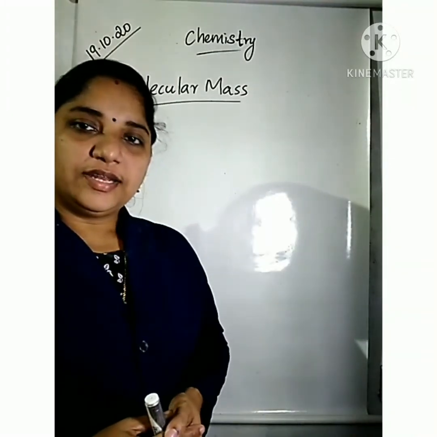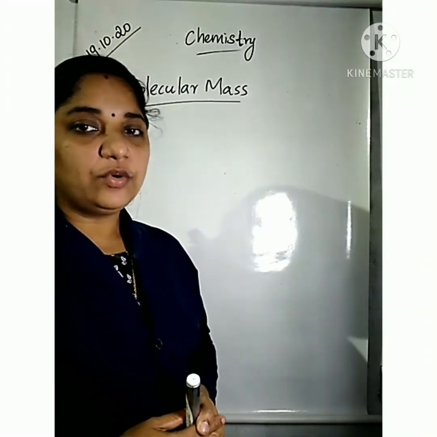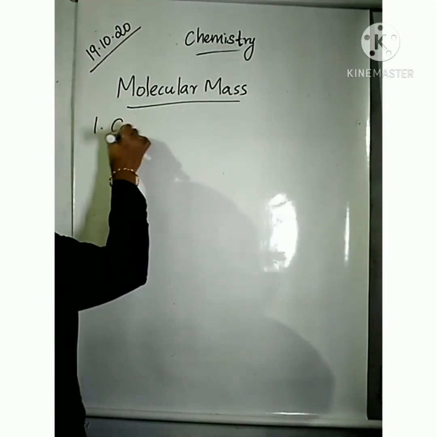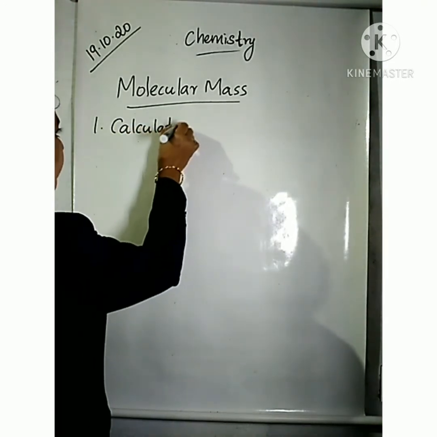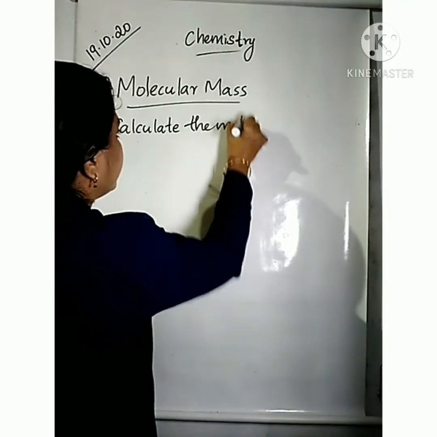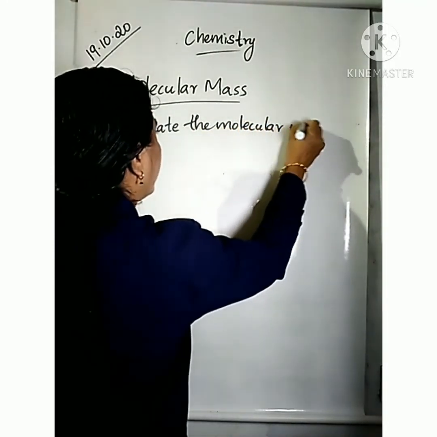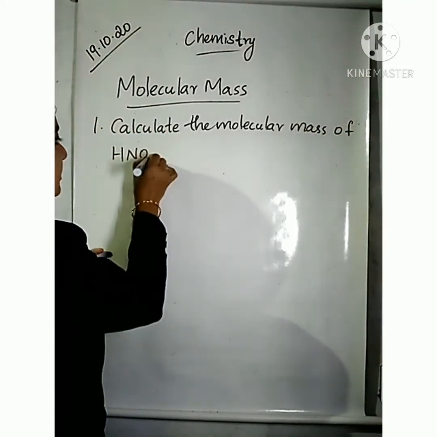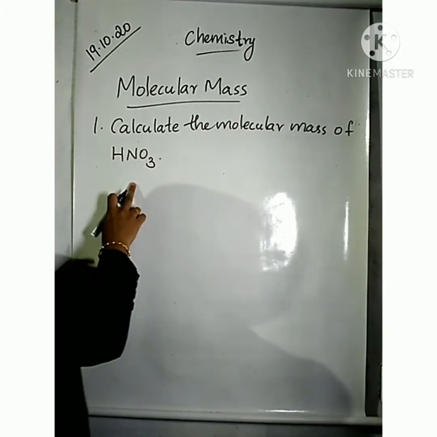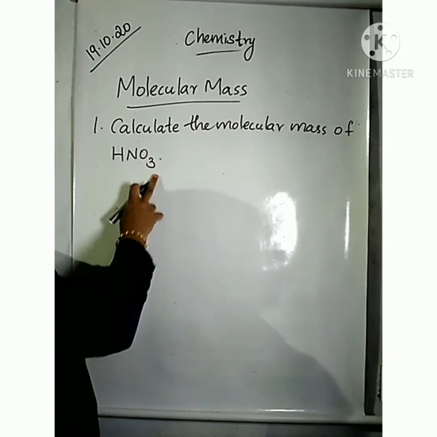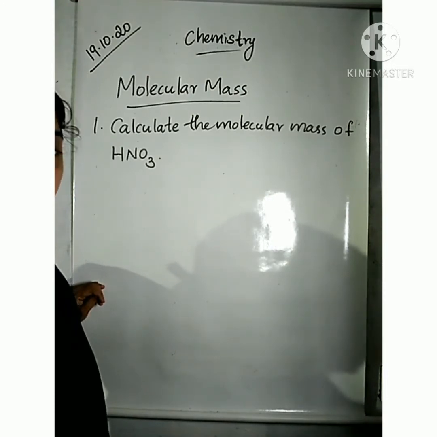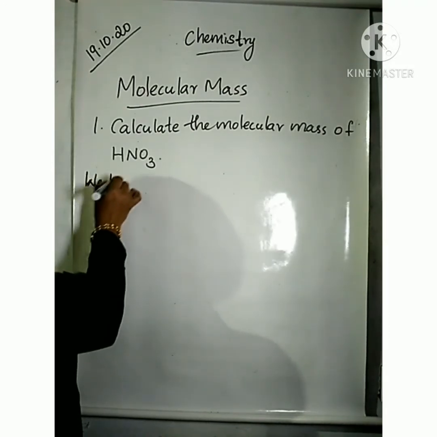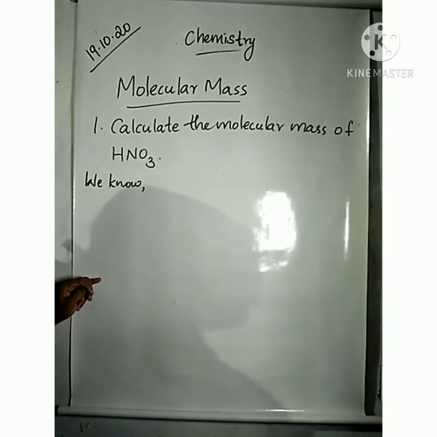Okay. Another one is, calculate the molecular mass of nitric acid. Nitric acid means HNO3. This is the chemical formula of nitric acid, HNO3. Calculate the molecular mass of a molecule of nitric acid. And what is the first step? Write the atomic mass of each atom.